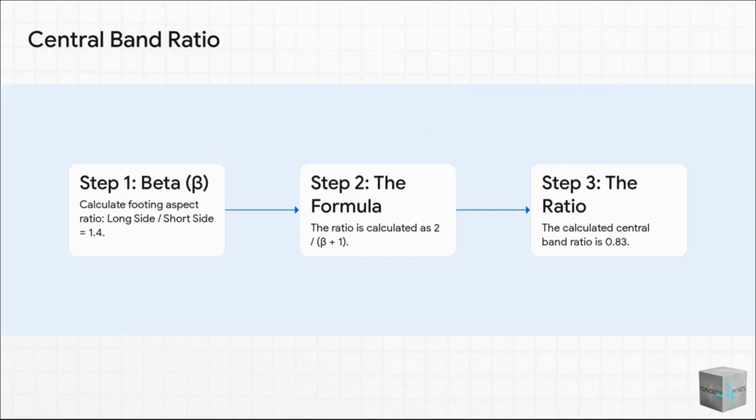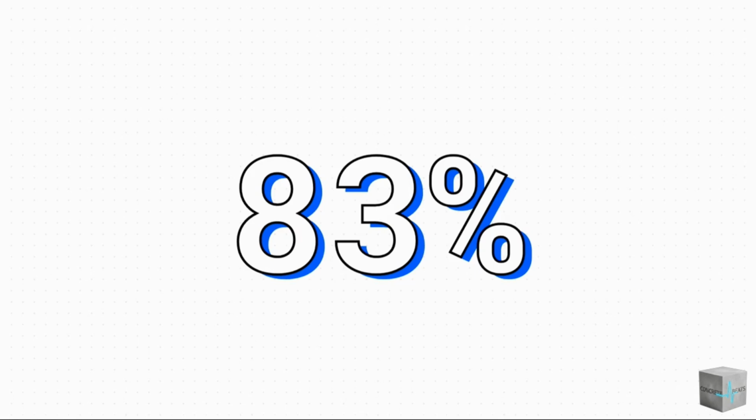Well, luckily, the code gives us a simple formula to figure this out. It's all based on the footing's aspect ratio, which we call beta. For us, beta is just the long side divided by the short side, so 3.5 divided by 2.5, which gives us 1.4. We plug that number into the formula, 2 divided by beta plus 1. The result is 0.83. So what does that 0.83 mean?